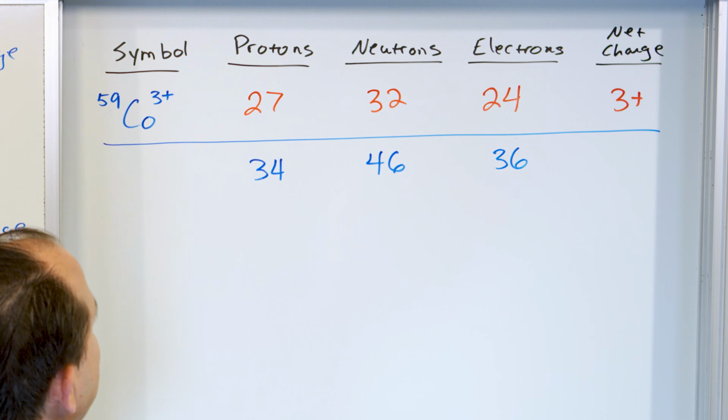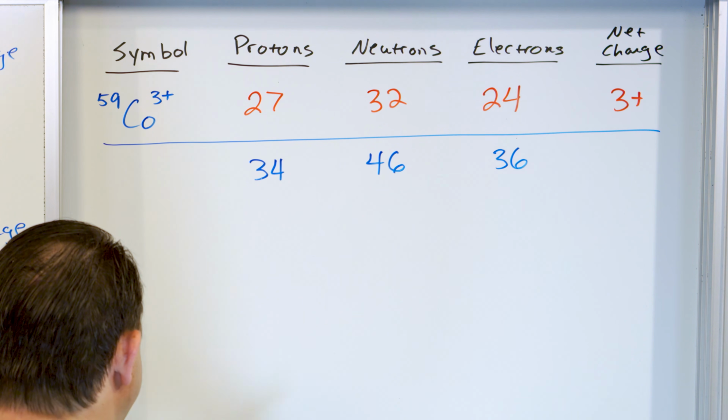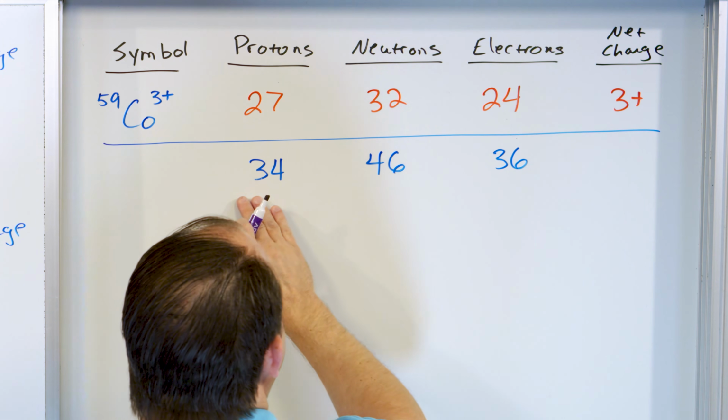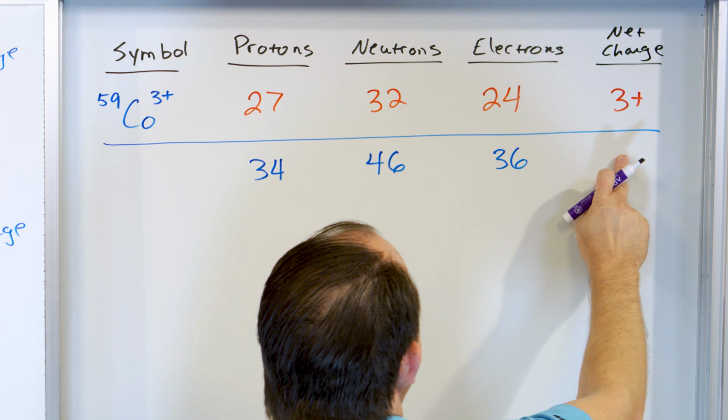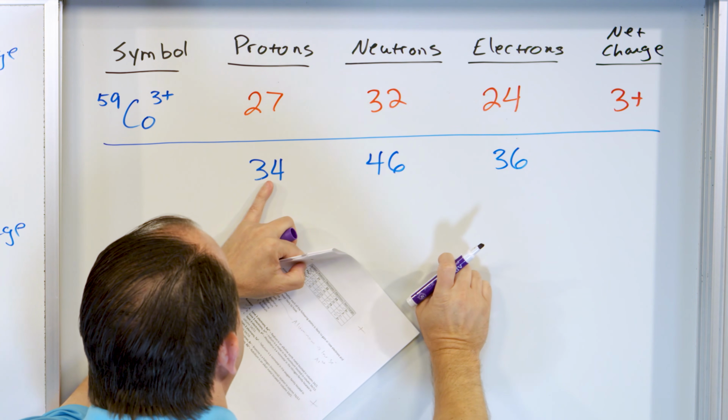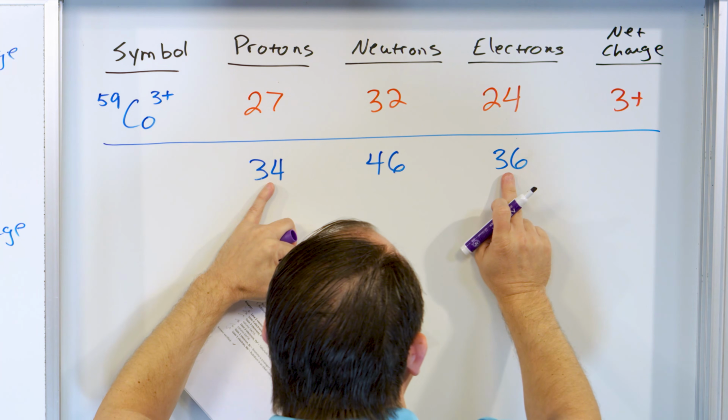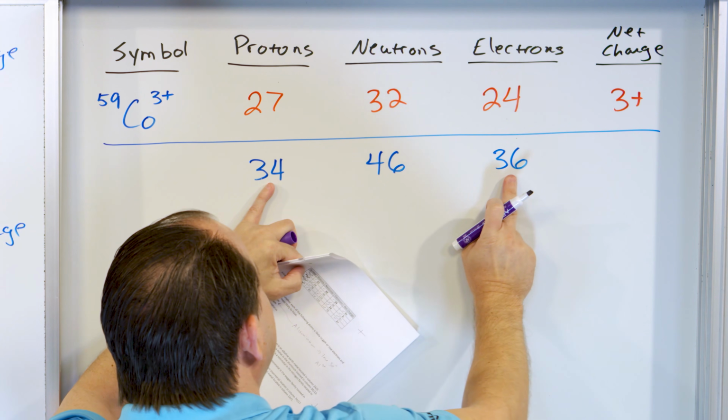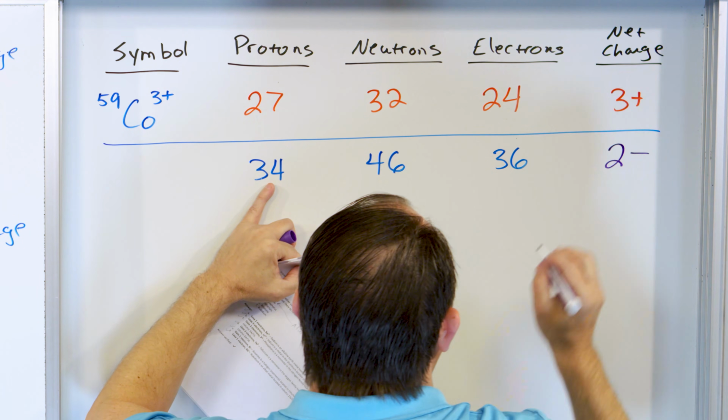All right, let's go over here and take a look at the second part of the problem. We have 3 numbers filled out. What is the net charge? That's the easiest thing. The number of protons is 34. The number of electrons is 36. We have more electrons by 2. So the charge has got to be -2.